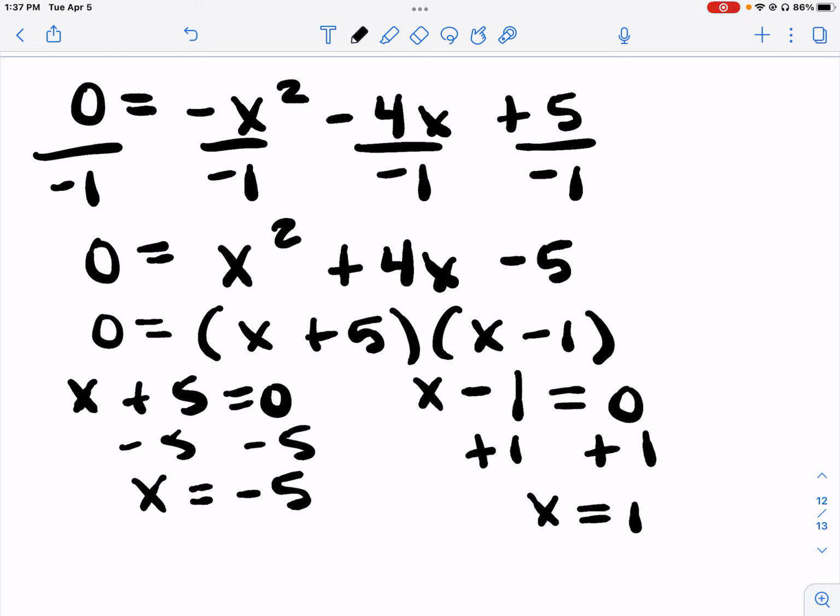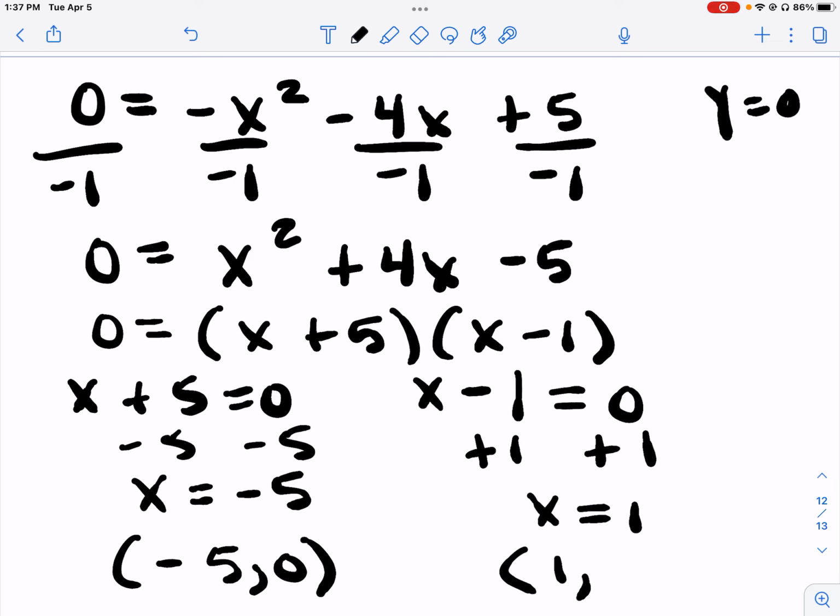Solve. Now we replaced y with 0. So this tells us when y is 0. So when x is -5, y is 0, and also 1. So these are the points we're going to plot.